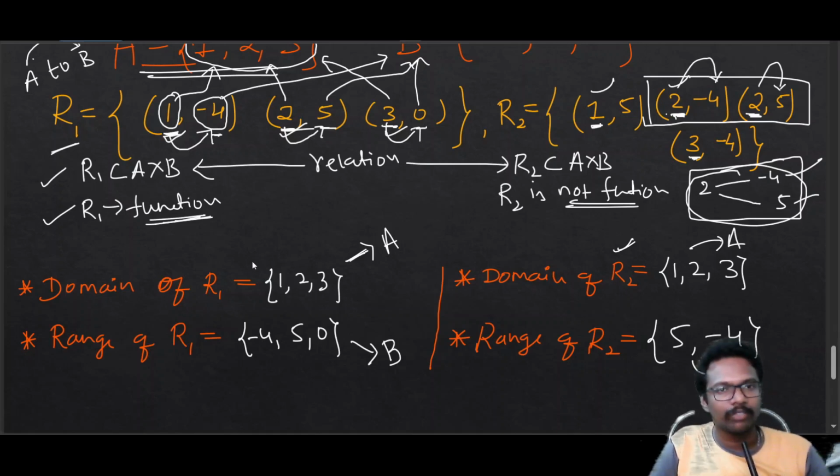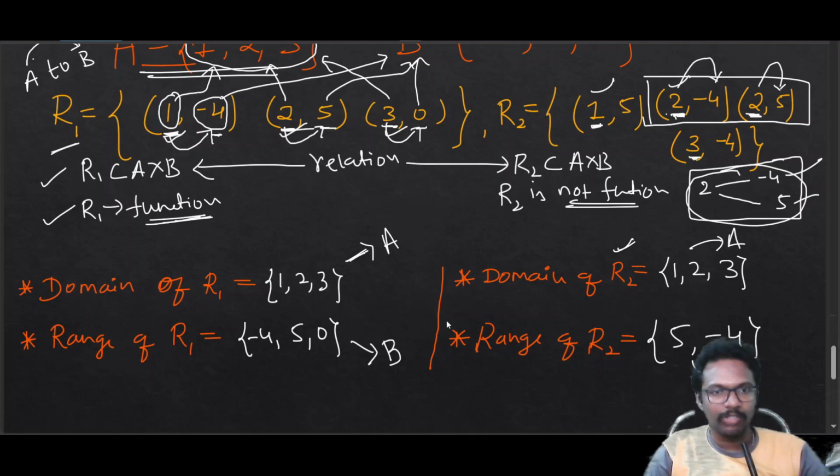If it is a function, then we can find a domain and range. Here R2 is not a function, but we can also find a domain and range. Domain is nothing but a starting point, range is nothing but an ending point. In the given relation, the first elements of the ordered pairs are the domain, and the second elements of the ordered pairs are the range.